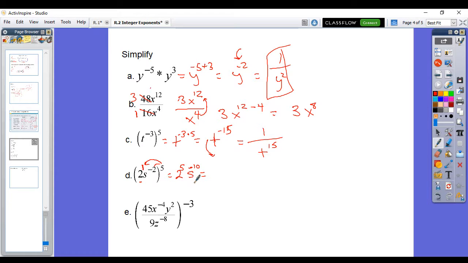Again, the only thing we've got to simplify, or two things. We first got to get rid of this negative exponent, so it becomes 2 to the 5th over s to the positive 10. Now we can also expand it. Since we're simplifying completely, then we need to go ahead and expand this. So 2 times 2 is 4 times 2 is 8 times 2 is 16 times 2 is 32 over s to the 10th. This is simplified.